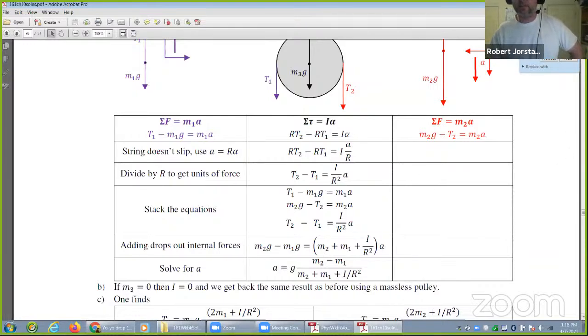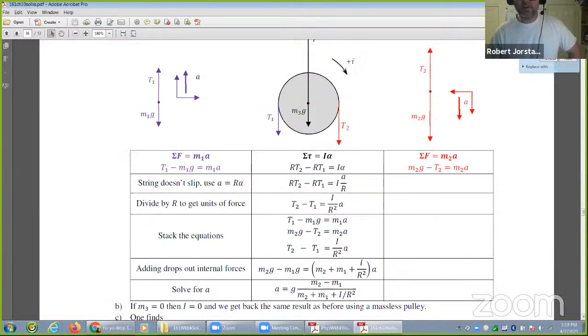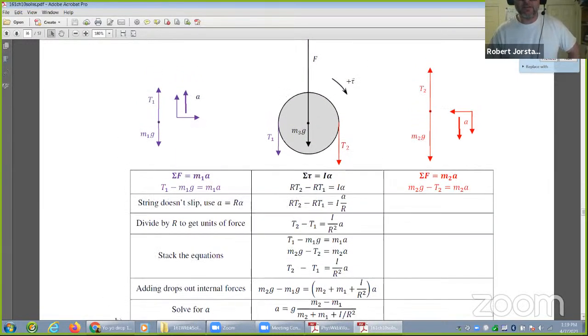Oops, let me get it just a little bit higher. Sorry, just trying to get the whole thing on the screen. Okay. Whatever, that's close enough. All right.